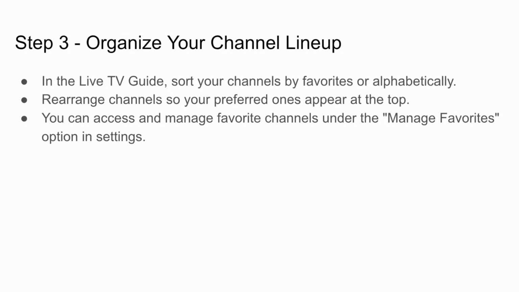Step 3. Organize your channel lineup. In the Live TV guide, sort your channels by favorites or alphabetically. Rearrange channels so your preferred ones appear at the top. You can access and manage favorite channels under the Manage Favorites option in Settings.